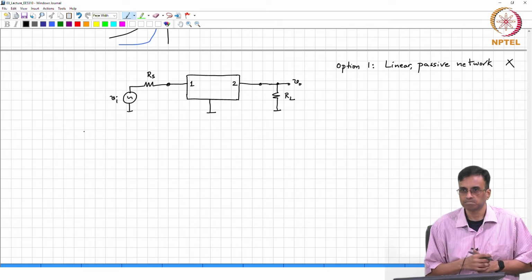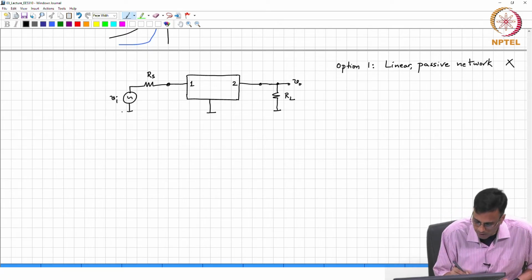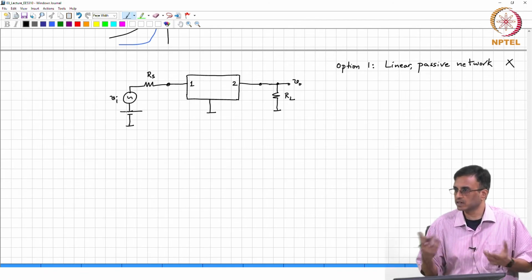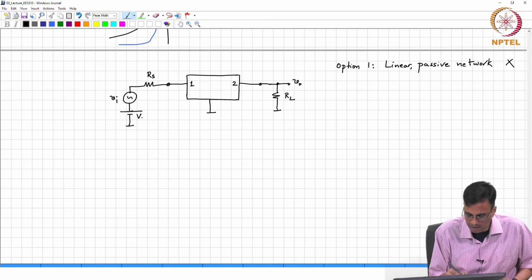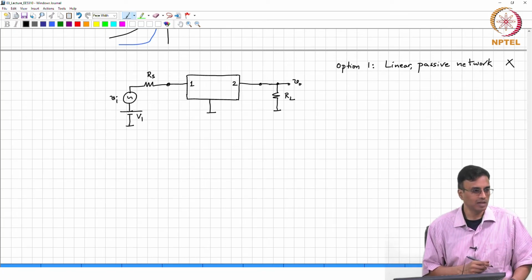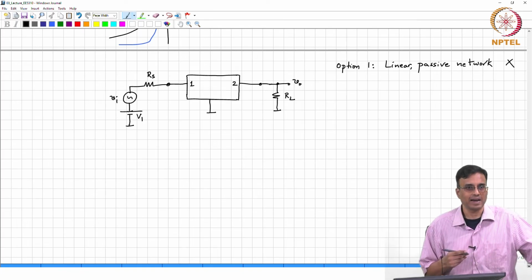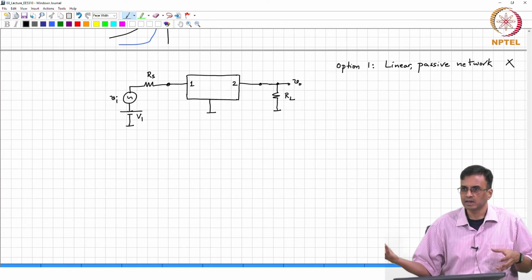Is that clear? Okay. So, then I will say, okay, well, I am going to add energy, since you said that this is not possible because there is no energy source. I am going to add energy sources. In the most general case, I will add one battery at the input, one battery at the output.